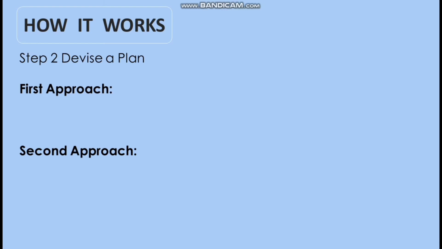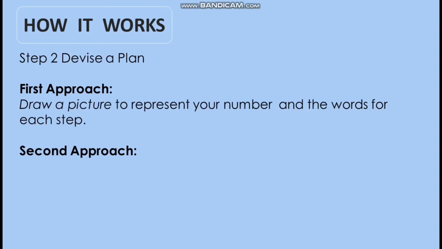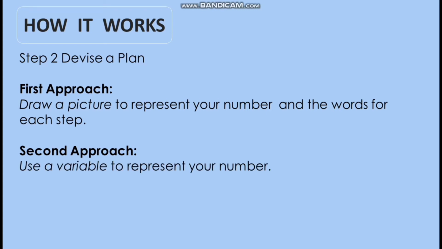So, for our first approach, sabi niya dyan, draw a picture to represent your number and the words for each step. Then, our second approach is use a variable to represent your number. So, isa-solve or gagawin natin yung mga approach na yan sa ating step 3, which is carry out the plan. Now, for first approach, let's draw a picture.